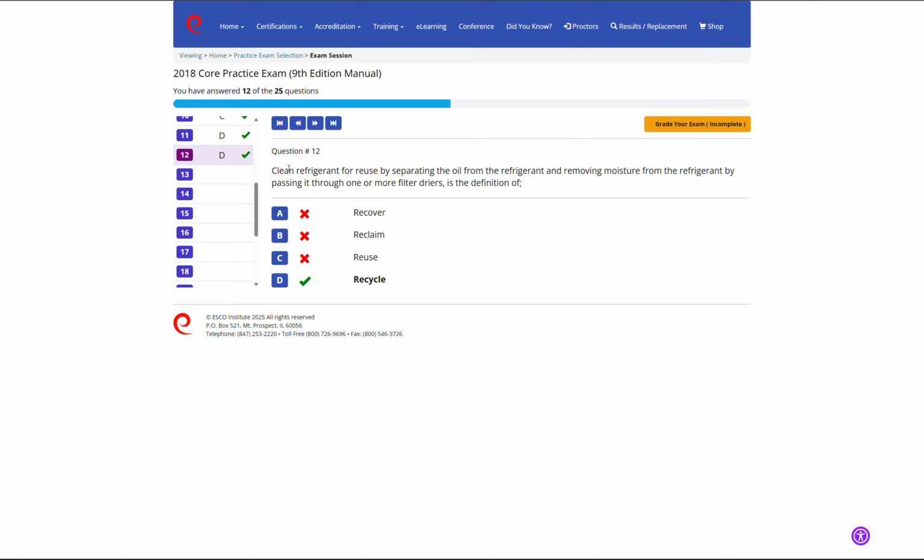Oh, so they made a mistake then, because they say that clean refrigerant for reuse by separating the oil from the refrigerant and removing moisture from the refrigerant by passing it through one or more filter dryers is the definition of recycle. Apparently they made a mistake there.